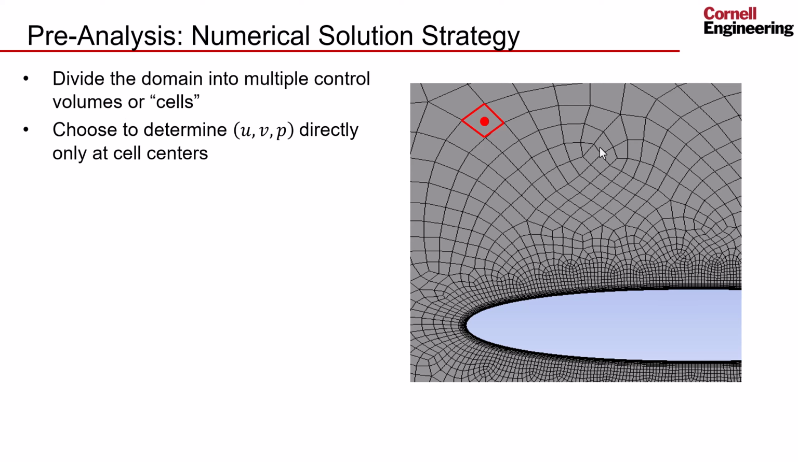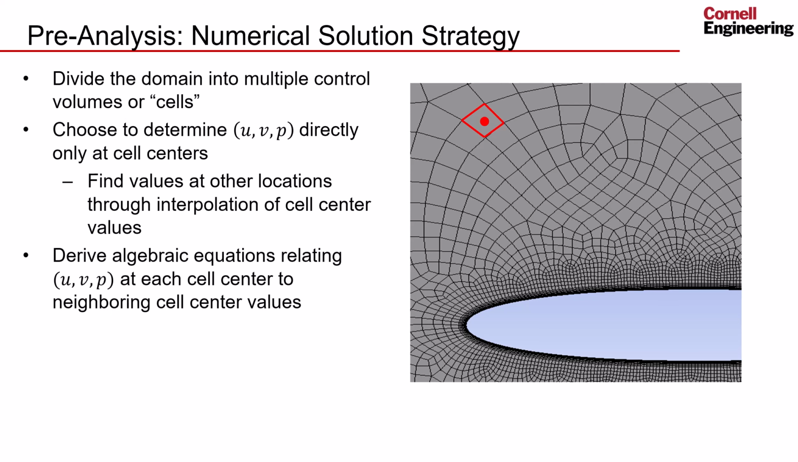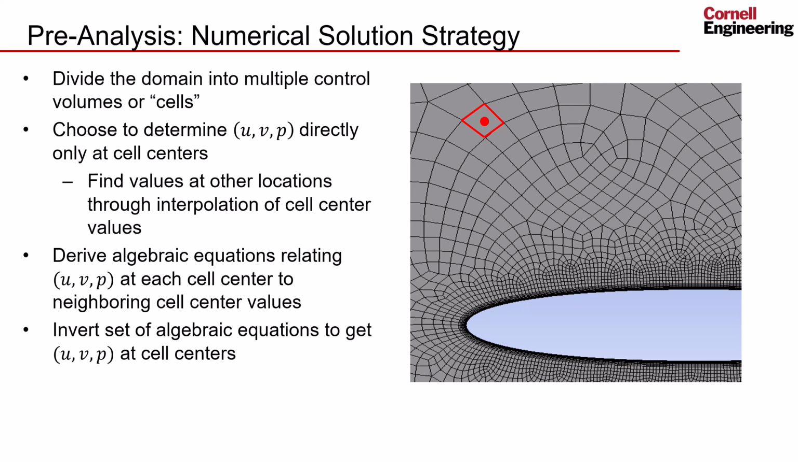For other regions not in the center, we can approximate its value by interpolating between cell center values. That means anywhere in the cell, even on the boundaries, the values can be interpolated from the value at the center and other neighboring values. To get these values, the Fluent solver will derive algebraic equations relating u, v, and p at each cell center to the neighboring values. This will create a system of equations. The solver will then invert the system to obtain the cell center values.